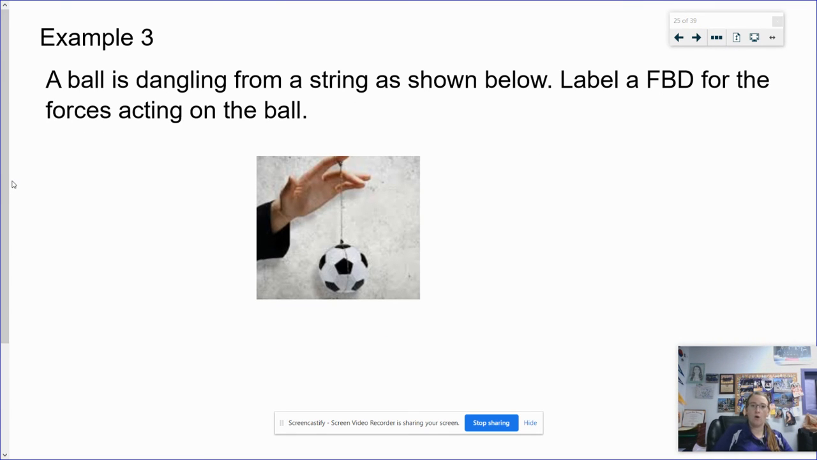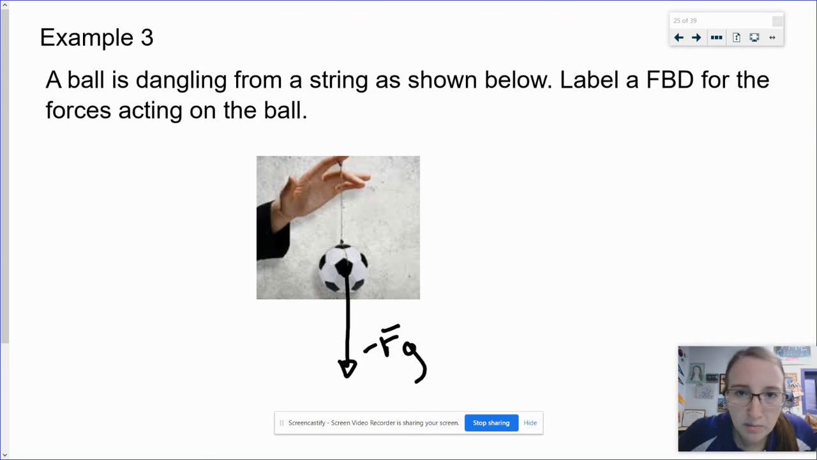Okay, so this one now, we have a ball dangling, yeah? So, little hint here. The ball is not on a surface. We do not have a normal force. You only have a normal force when an object is in contact with a surface. So normal force is not going to exist here. However, we are on Earth. What force is always on us? Gravity.